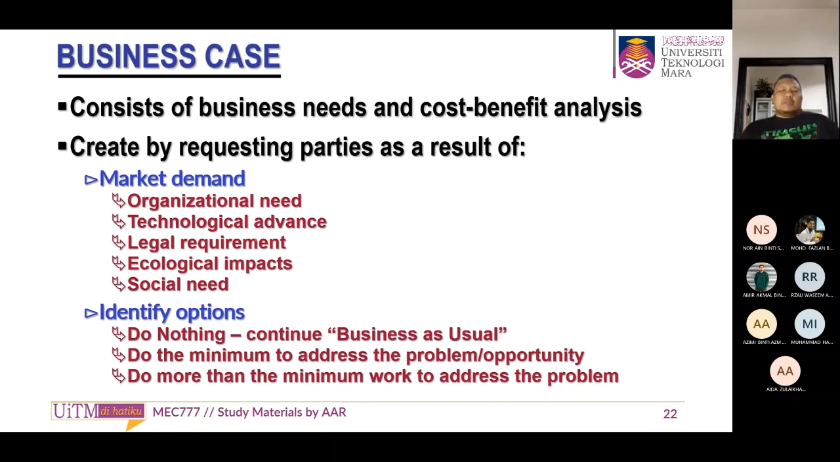Alright, the business case. What is a business case? We want to know what a business case is. The business case consists of the business need, the keperluan, and the cost benefit analysis. We want to run the project, so we must know what the business need is. What is a cost benefit analysis? Once we do this cost benefit analysis, then from the output, for sure we know whether this project is feasible or not feasible.